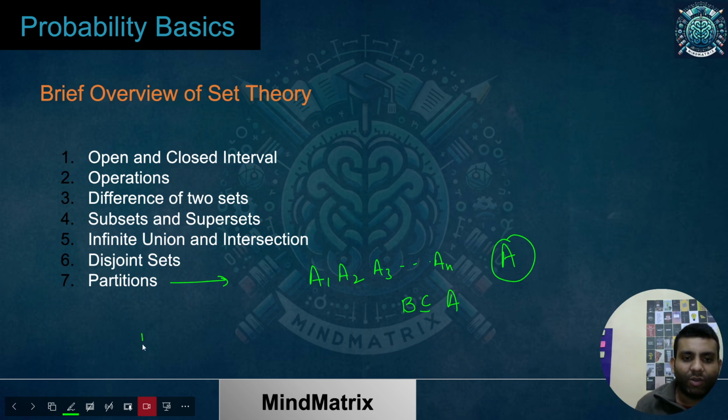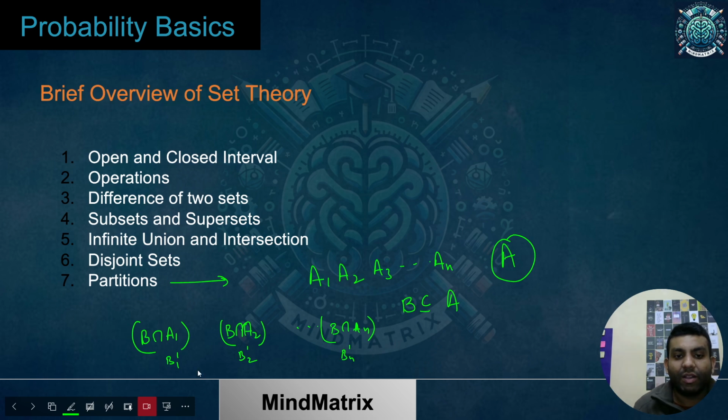How? You'll write B intersection A1, B intersection A2, and so on up to B intersection An. These will create a partition. So let's say this is B1 dash, this is B2 dash, this is Bn dash. Now B1 dash to Bn dash, these are a partition of B now.